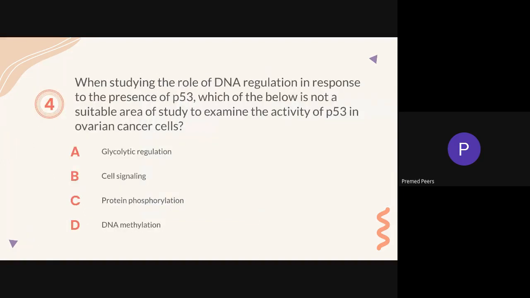Question 4, when studying the role of DNA regulation in response to the presence of p53, which of the below is not a suitable area of study to examine the activity of p53 in ovarian cancer cells? Again, pause if you need to. The correct answer is D. At first, I got stuck on this question because I thought of the Warburg effect and how cancerous cells use glycolysis more often so that they can divide more quickly.